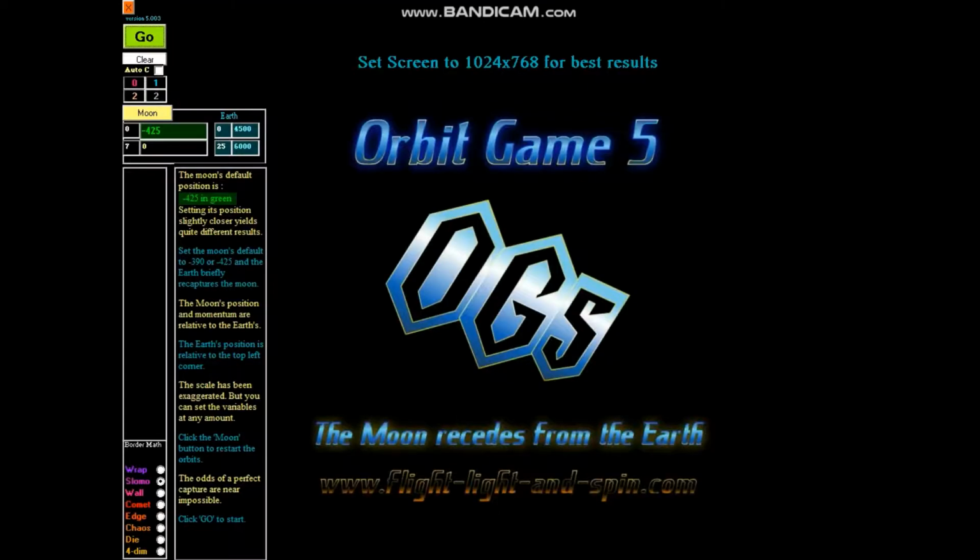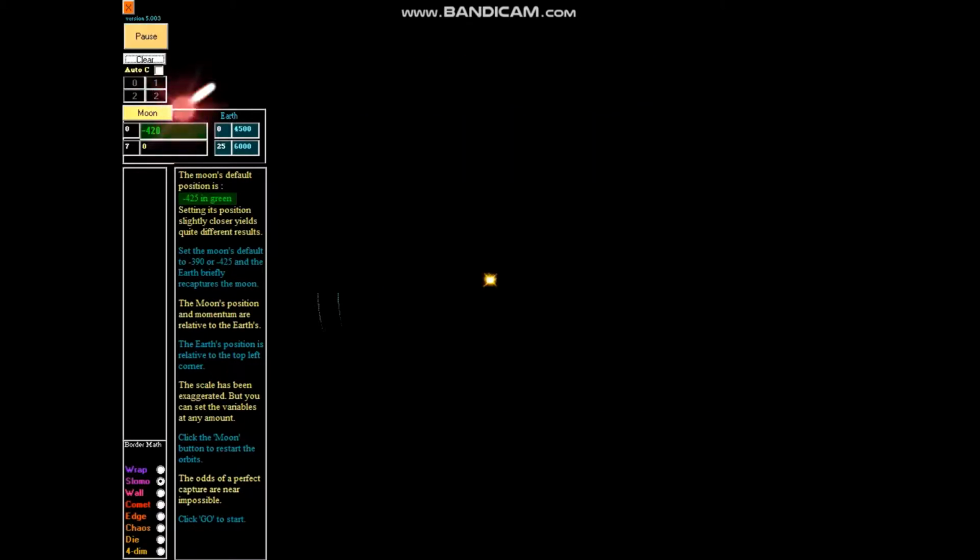Here we start the orbit of the moon just 1% closer. Notice that now the moon is 420 trips from the planet, but in the previous example it was 425. The sun now captures the moon a bit sooner.